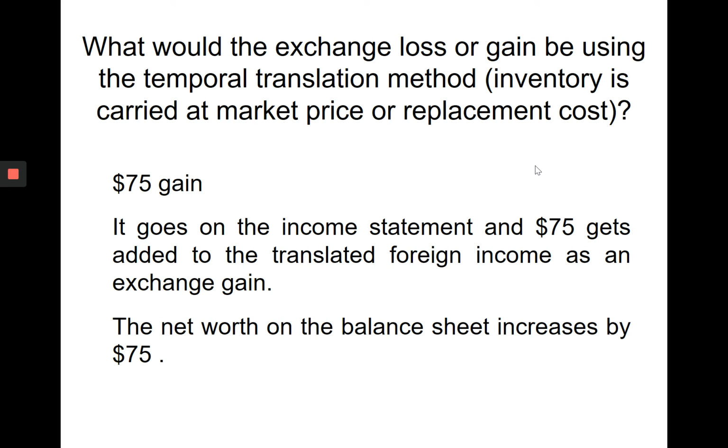Our profit in the income statement, our net income, will go up by $75, and in the balance sheet, we would have an extra $75 value for the owners. Owners' equity would go up. The income statement goes up by $75. This gets added to the translated foreign income as an exchange gain. The net worth on the balance sheet increases by $75.